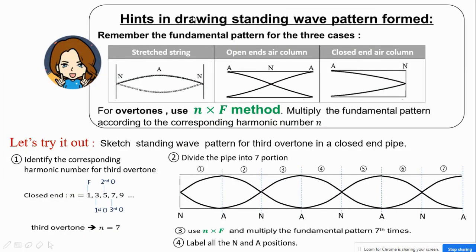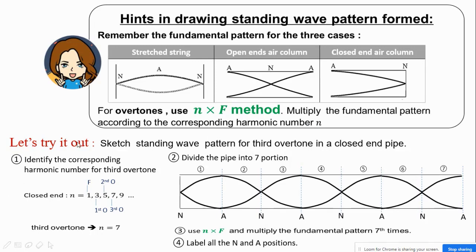Next, we have the hints in drawing the standing wave pattern. Remember the fundamental pattern for all the 3 cases. For the first one, stretched string. Second one, open end air column or open pipe. Third one, closed end air column or closed pipe. So for overtones, use the n times f method. Multiply the fundamental pattern according to the corresponding harmonic number n.